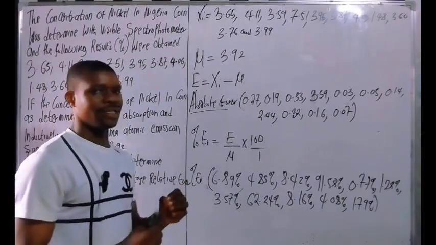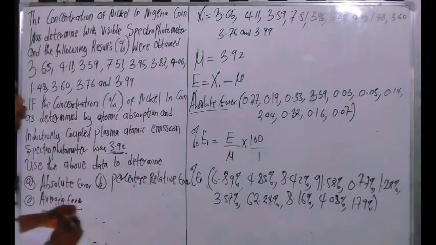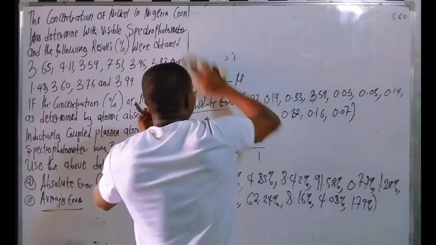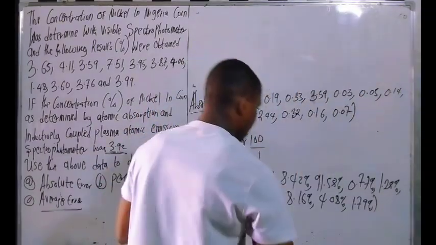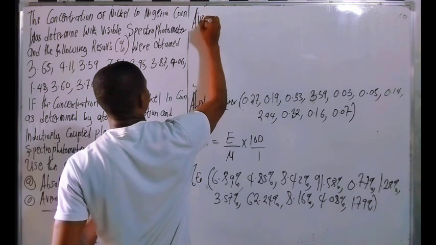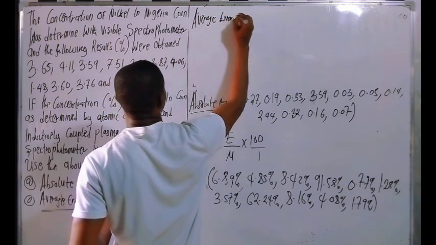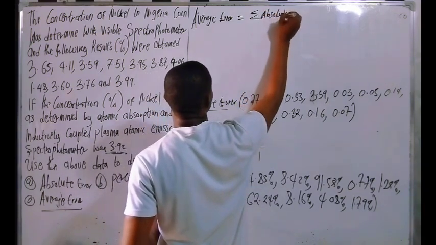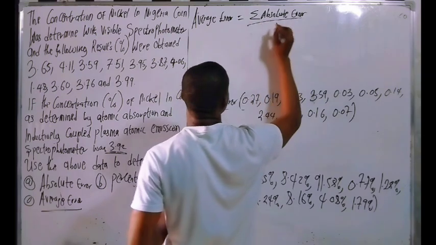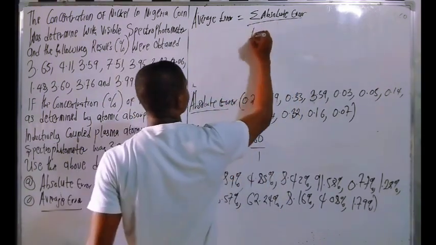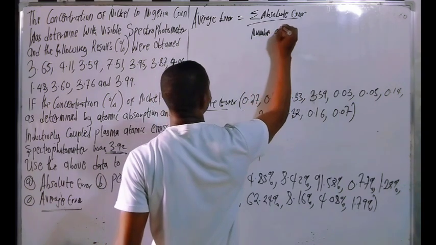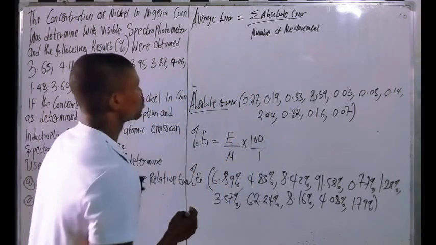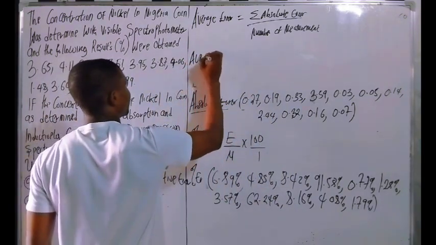Now the next one to look at is the last one here, average error. So what is average error? Remember, I gave you here average error. Average error is the summation of absolute error over the number of measurements.